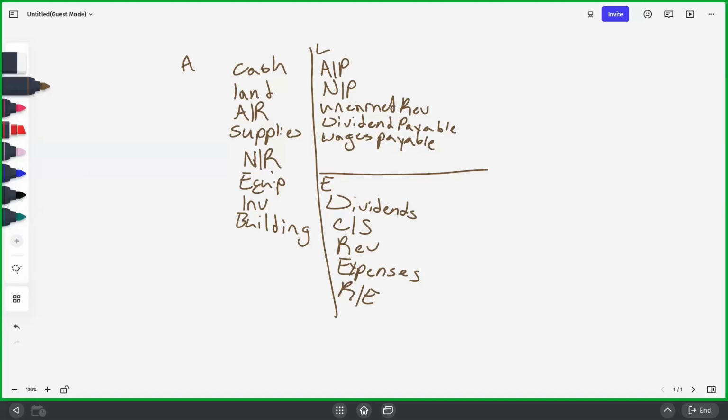Now, question. Does accounts receivable increase with a debit or decrease with a debit? Increase with a debit. I know I made the question confusing, but I committed. So yes, it usually increases with a debit.